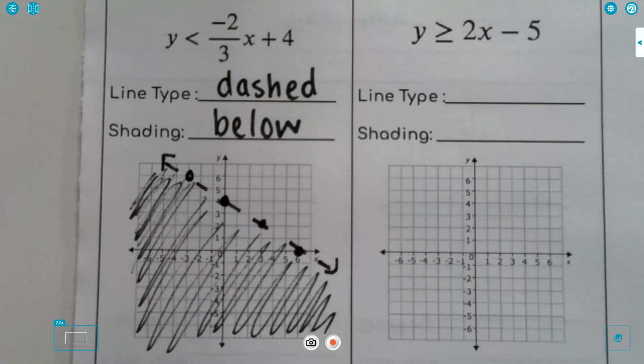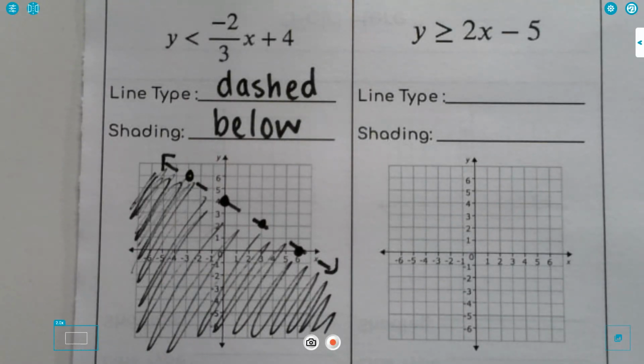Okay. Any questions on that first inequality we graphed? Hey, let's look at the next one then. We've got y is greater than or equal to 2x minus 5.